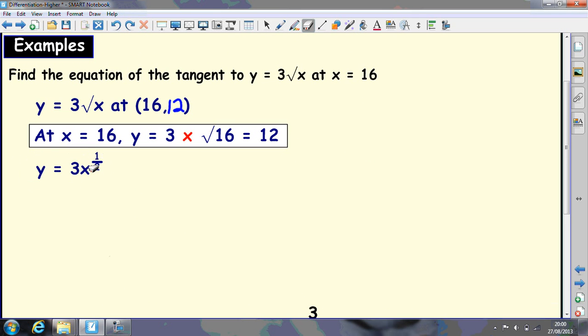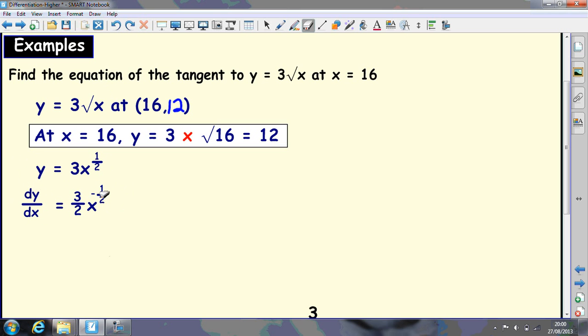So y = 3x^(1/2). We don't leave it as root x to differentiate. Change your roots into powers. Multiply down by a half. 3 times a half is 3/2. So dy/dx = (3/2)x. You take away 1 from a half and you get negative a half.